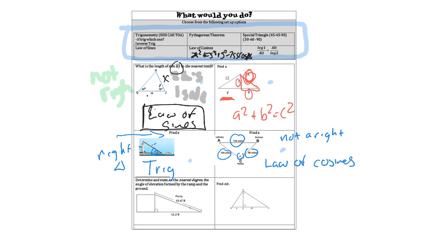Bottom one, what's the angle? Well, I see it's a right triangle, so I can use trig, Pythagorean theorem, or inverse trig. And since I'm looking for an angle, it's going to be inverse trig. And it's adjacent and hypotenuse, so it'd actually end up being cos^-1 of some fraction. Last one, finding AD. Well, that's the altitude of this triangle, so we would use the altitude formula.